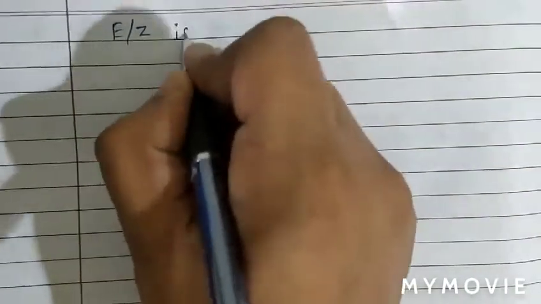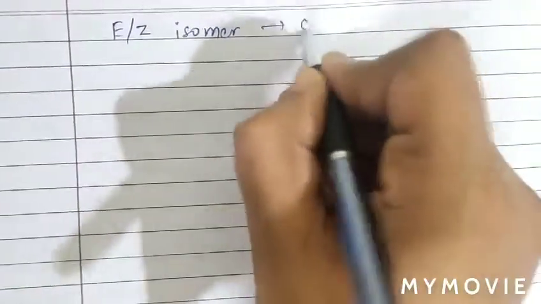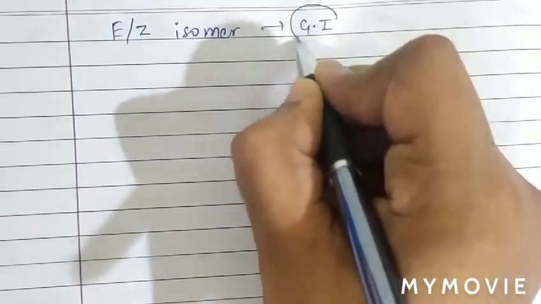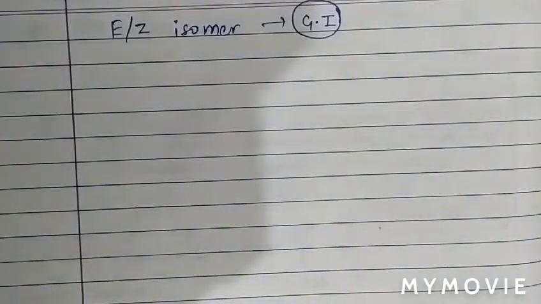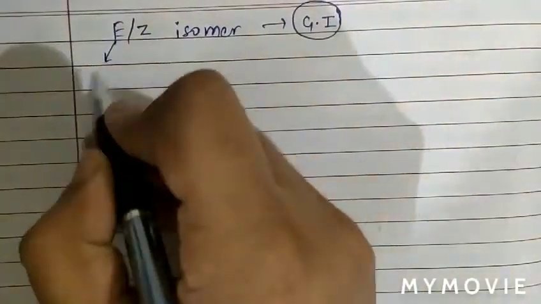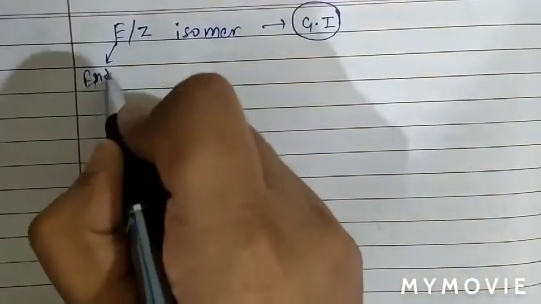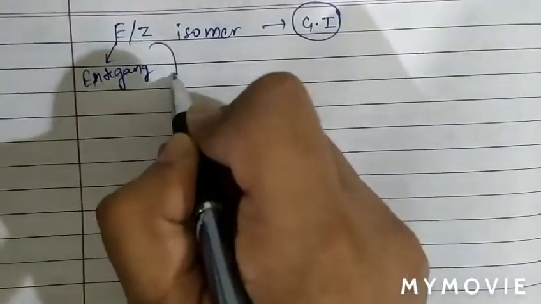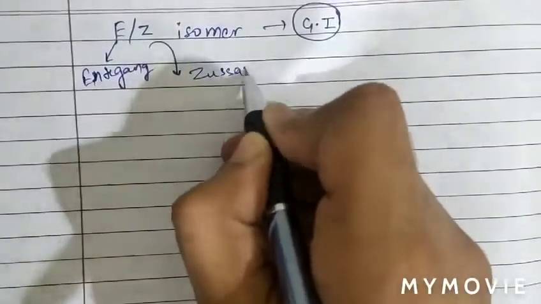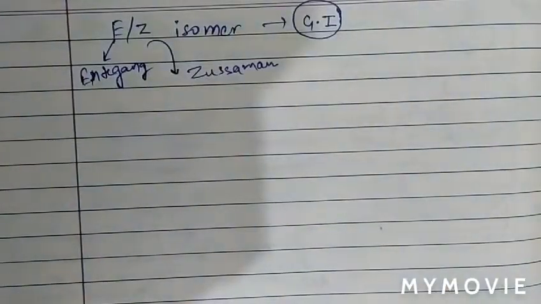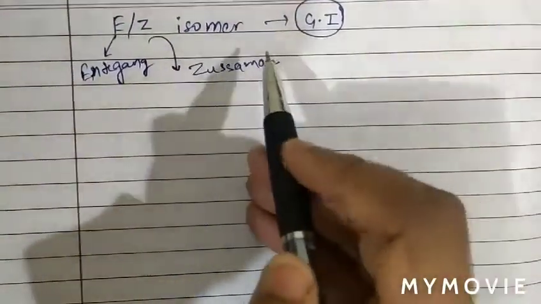Now we will discuss the EZ isomer. So the next topic we are going to discuss is the EZ isomer. EZ isomers are also called geometrical isomers. How? E stands for entgegen, and Z stands for zusammen. So basically EZ isomers are geometrical isomers.